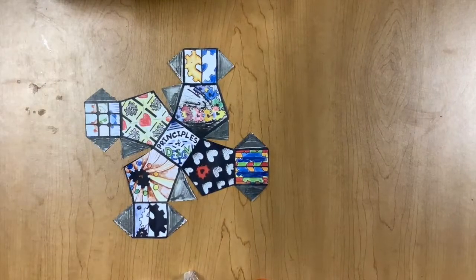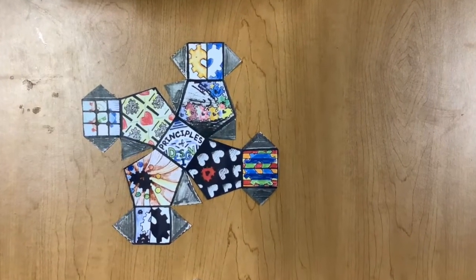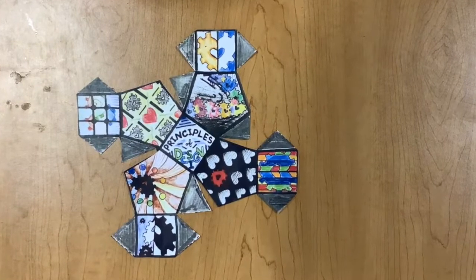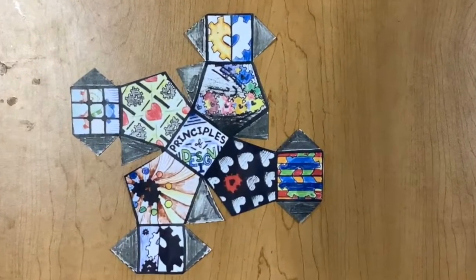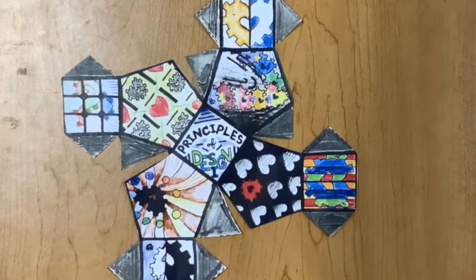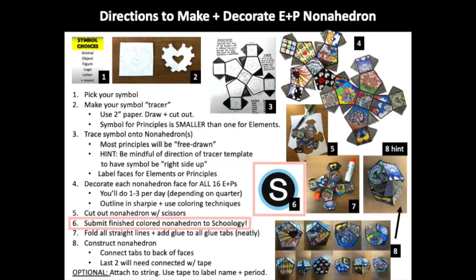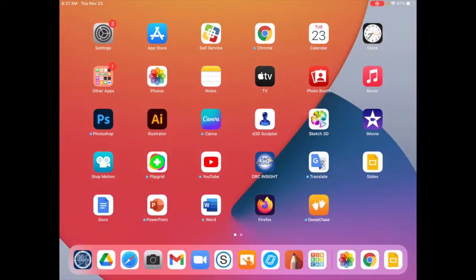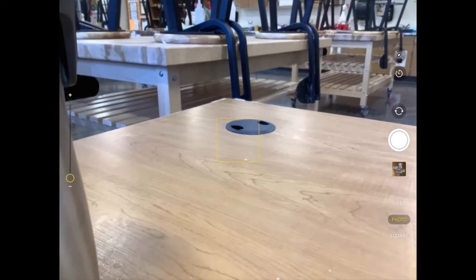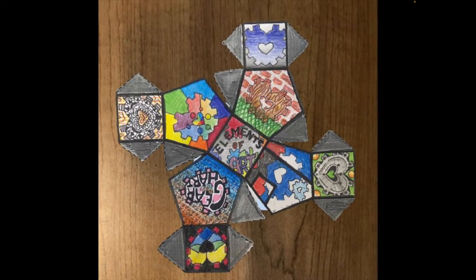Now at this point, you would want to take a picture of your cut out, completed, colored nonahedron with the wood background from the table behind it so that in the future we can delete that background using a special website. Step number 6 is to submit a picture of your nonahedron completed with all your coloring to our Schoology assignment. So make sure that you have your picture in your camera roll. So I'm going to my camera now, and you can see that I have a high quality image of my nonahedron cut out with the wood grain behind it.